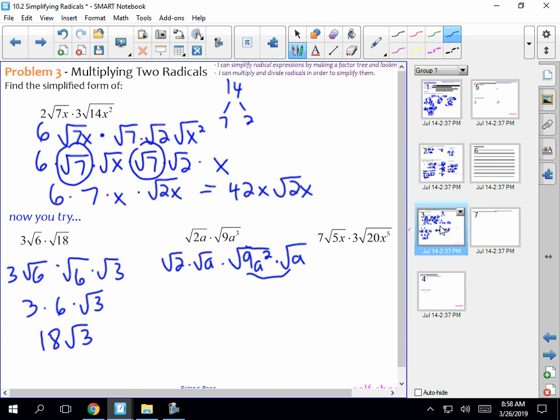So square root of 2, got to leave that alone. You see the pair of square roots of a there, so 1a will come out because of that. And then square root of 9a squared, what does that equal? It's 3a, yeah. So your final answer is 3a square root 2.